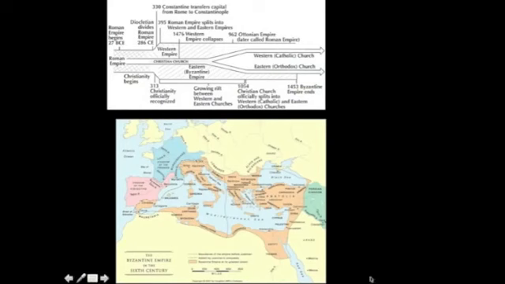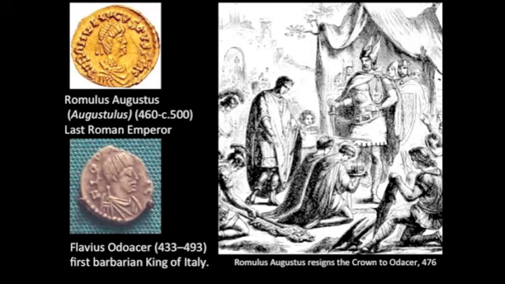I just want to get to this chart again to show you the split between the East and the West. In the West, Rome remains the capital, but its power base becomes fragmented, and it becomes less and less capable of holding together an empire and barely able to rule itself. So pretty much by 476, when the last Roman emperor, Romulus Augustus, hands his crown over to Odoacer, the Western Roman Empire is generally considered to come to a halt.